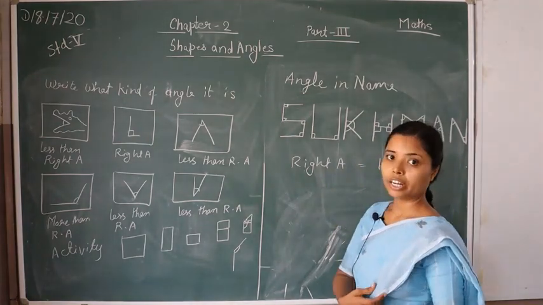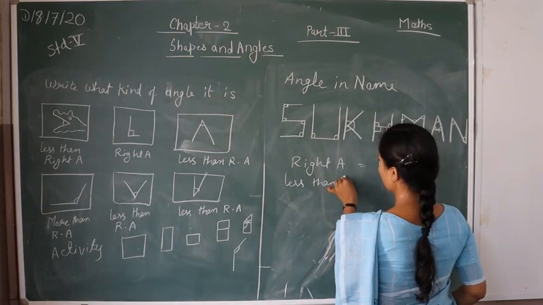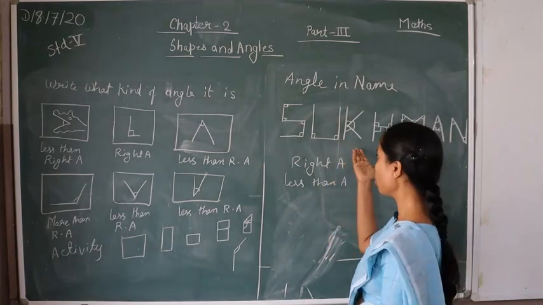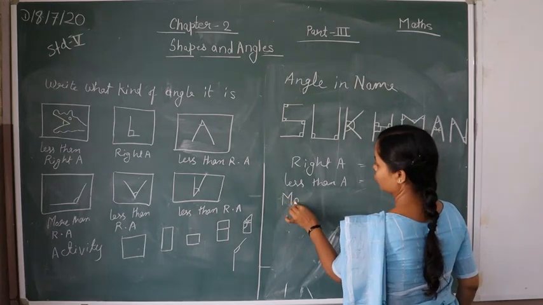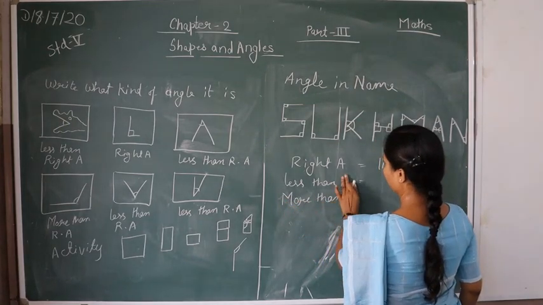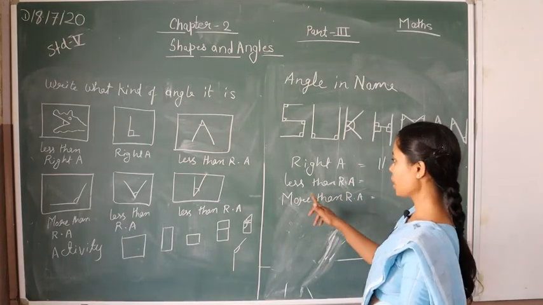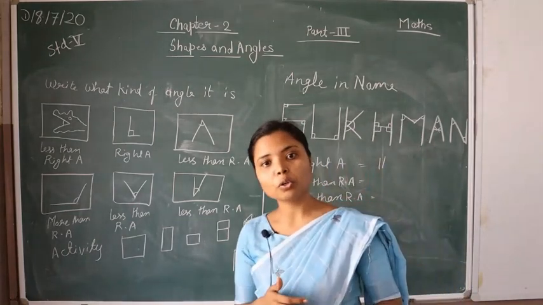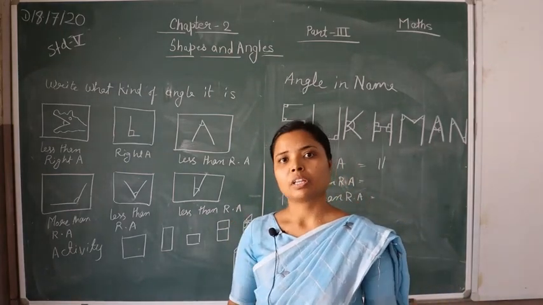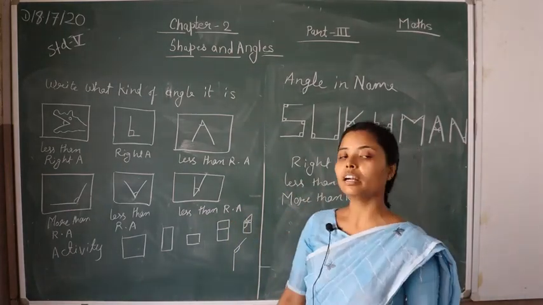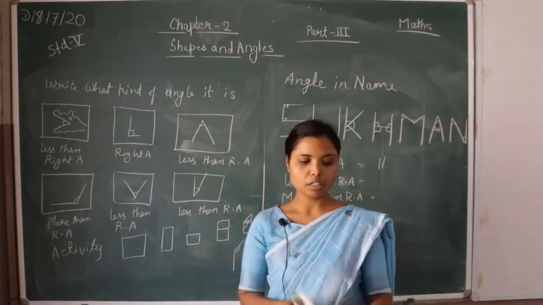Right angles 11. And if I ask you less than right angle, I hope you understand well and you can find from here. Similarly, you find more than right angle. So try to solve this, and students, write your name and find out how many right angles are there, how many less than right angles there, and how many more than right angles there. Okay, so this is your homework.